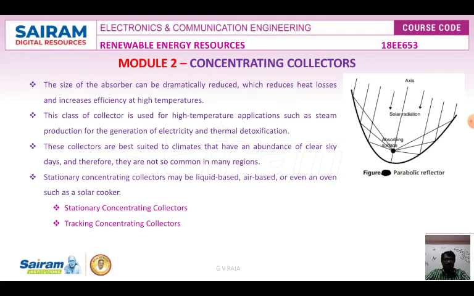Here a parabolic dish is used as the reflector to concentrate the sunlight on the absorber of the solar collector. The size of the absorber is dramatically reduced, which also reduces the heat losses and increases the heat efficiency. We are using this kind of parabolic reflector.